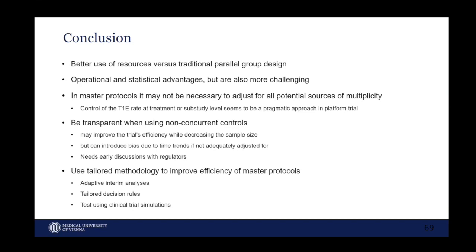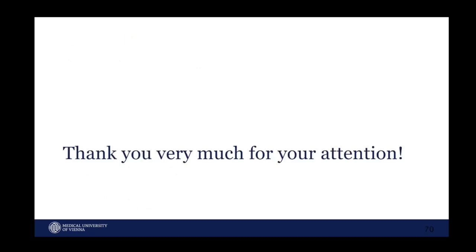But as far as the analysis is concerned, be transparent when you use non-concurrent control data. I think in rare diseases, it's reasonable to enrich your analysis by non-concurrent controls. However, be transparent on the assumptions you use, and this also implies early discussions with regulators to see and learn early whether they would accept such a type of analysis. And you really have to use very tailored methodology to improve the efficiency of master protocols, and start simple and don't try to do all the adaptations, selections, and interim analyses at once. Start step by step. So that's more or less all I wanted to say.